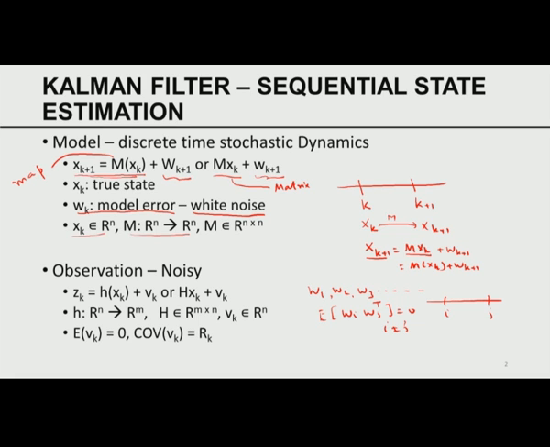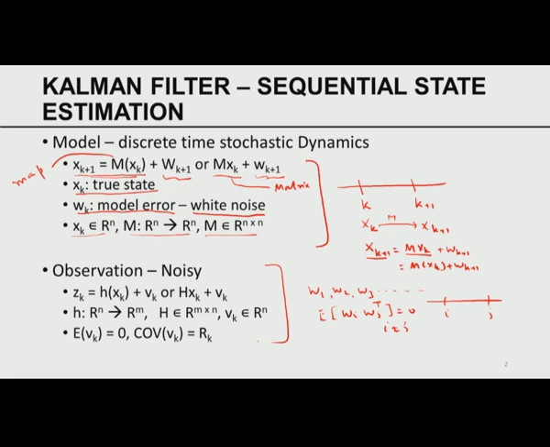So xk is the true state. I do not know that, so I am trying to add a noise to make up for the deficiency, and M could be a matrix or M could be a map. Now you have all the things associated with the model.